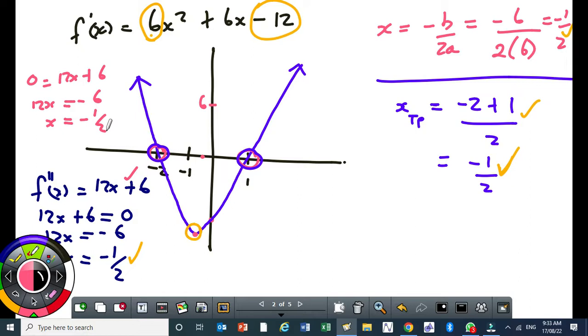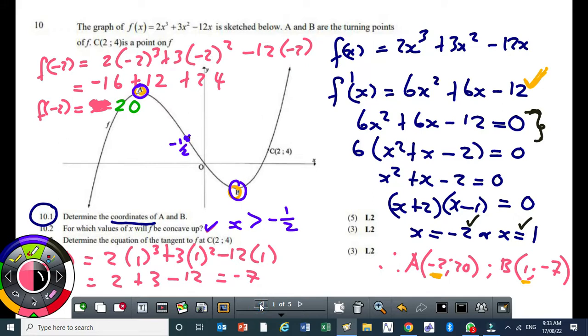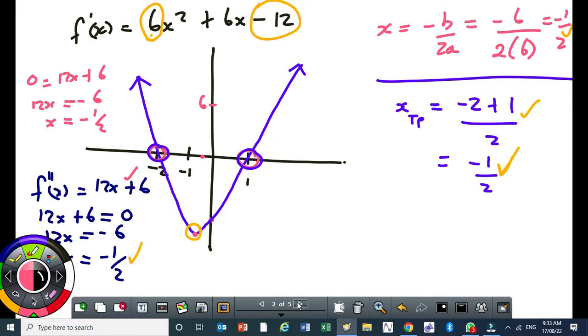Now check this. This minus a half is also the x value at the turning point of the first derivative. It's also the x value at the point of inflection. So if we do the analysis, you find that the x value at the point of inflection is also the x value at the turning point of the first derivative. Furthermore, it's also the x value of the x-intercept of the second derivative. So the graph will pass through this point.